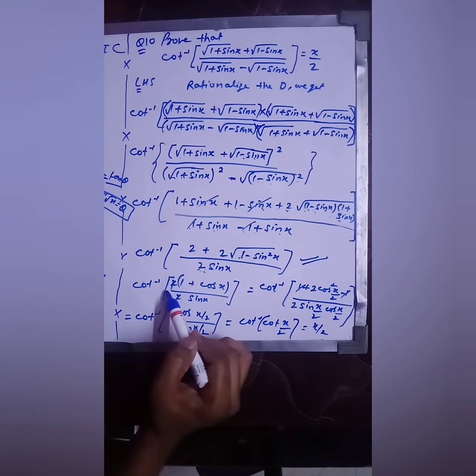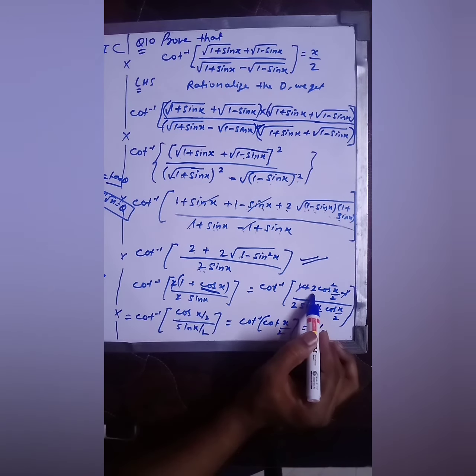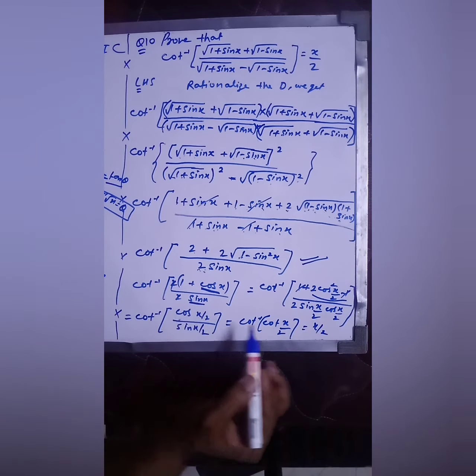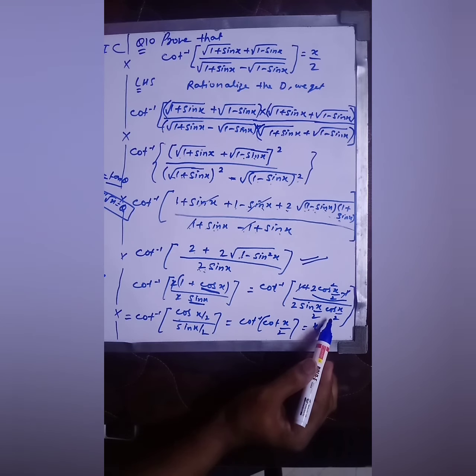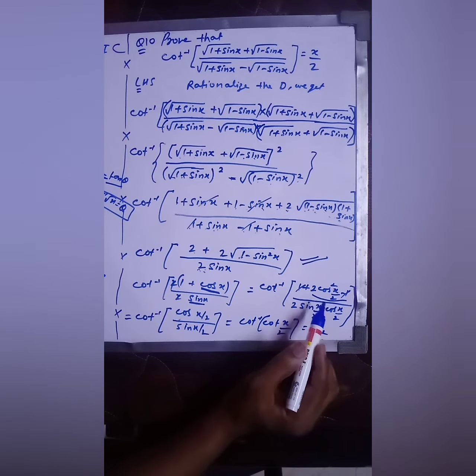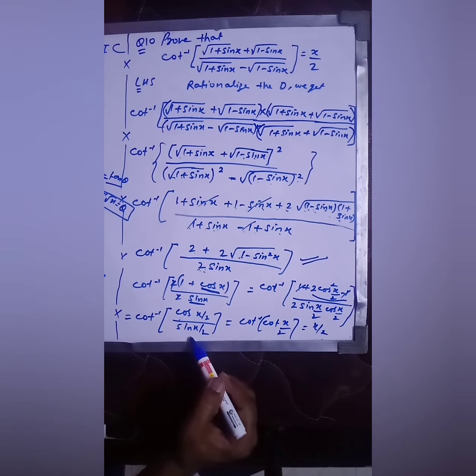2 and 2 will cancel out, and in the numerator part in place of cos x I am applying this formula, 2 cos square x minus 1, and in place of this again I am applying this formula. Got it? 1 and 1 will cancel out, and then 2 and 2 will cancel out, cos and cos will cancel out, and you will get cos x by 2 over sin x by 2, like this. So this term you have to write.